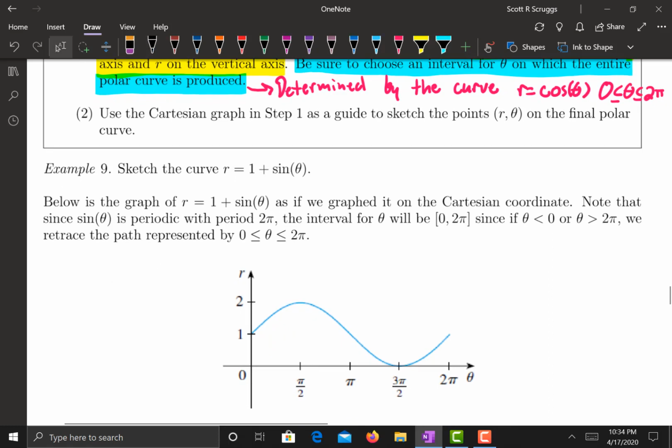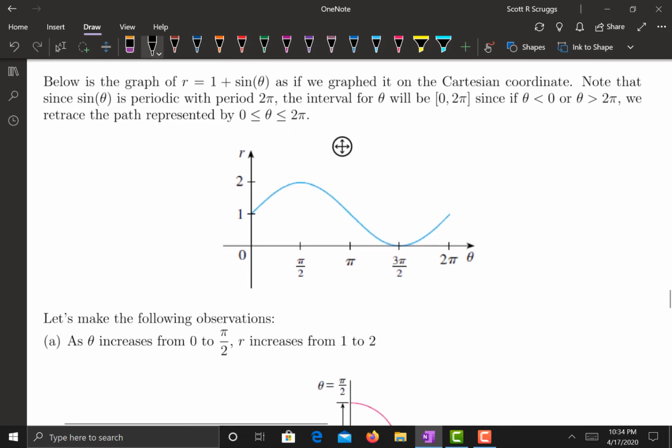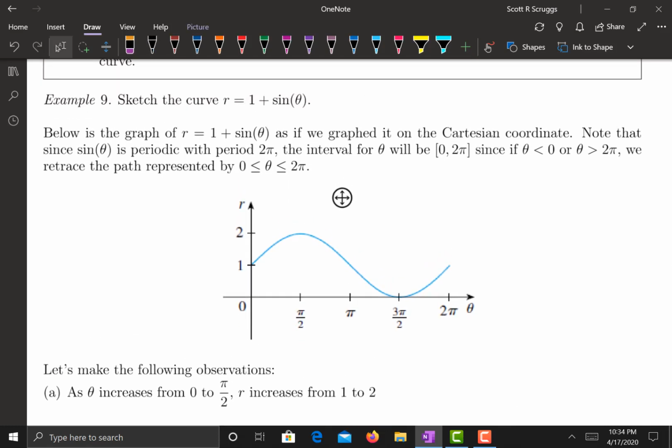And from there, I'm going to use that curve as a guide to sketch the final polar curve. And so let's check how we're going to do that with the following example. We're going to sketch the polar curve r equals 1 plus sine of theta. So first I'm going to pretend that I'm graphing in Cartesian coordinates. And if that was the case, from before, it's just my sine function shifted up by 1 unit.